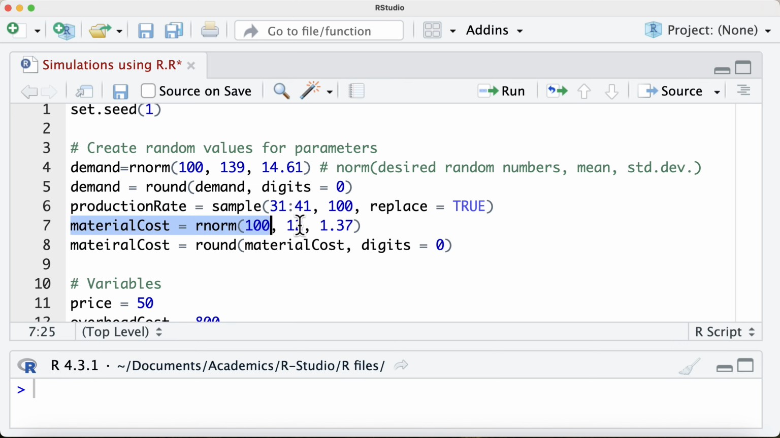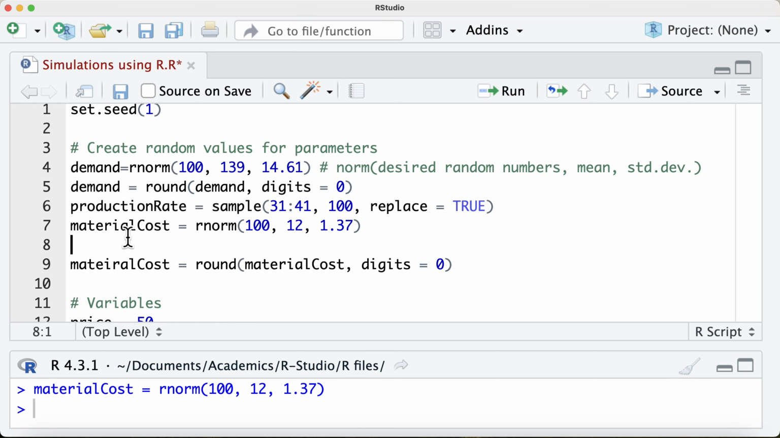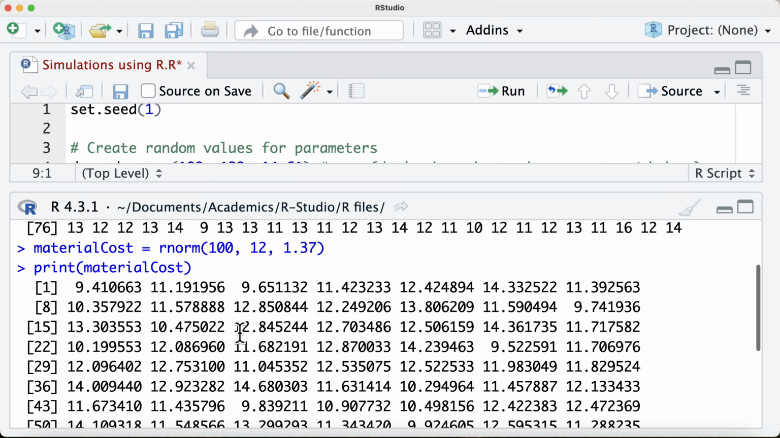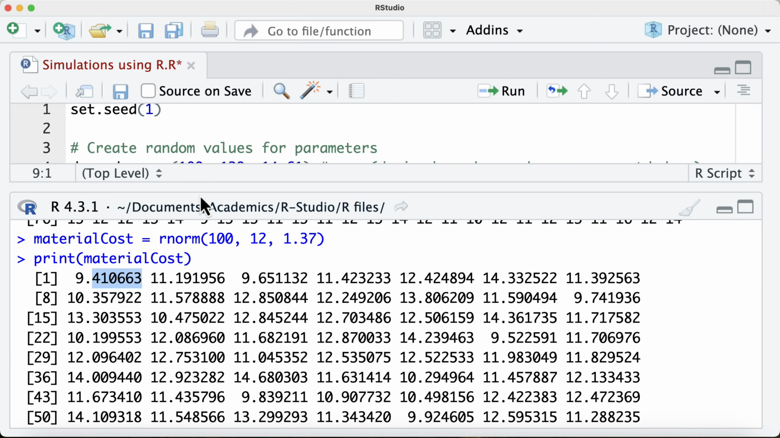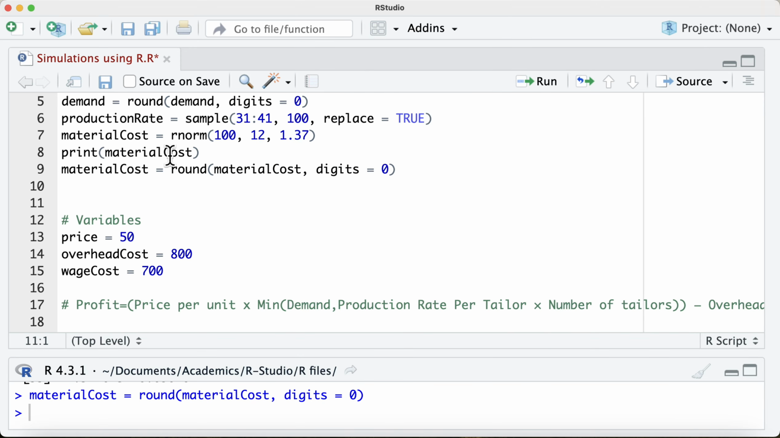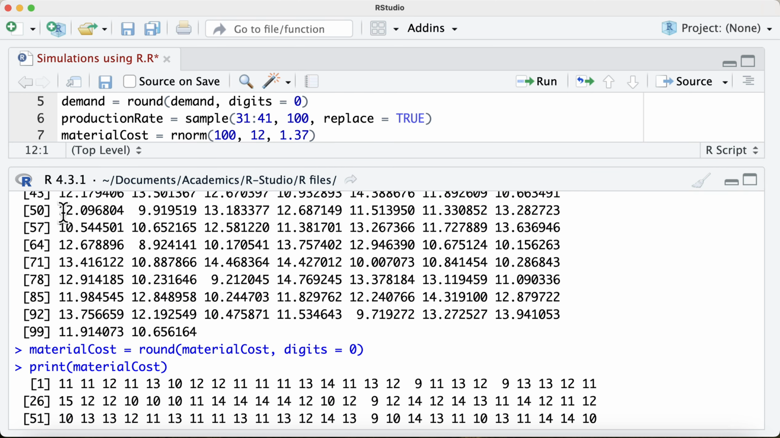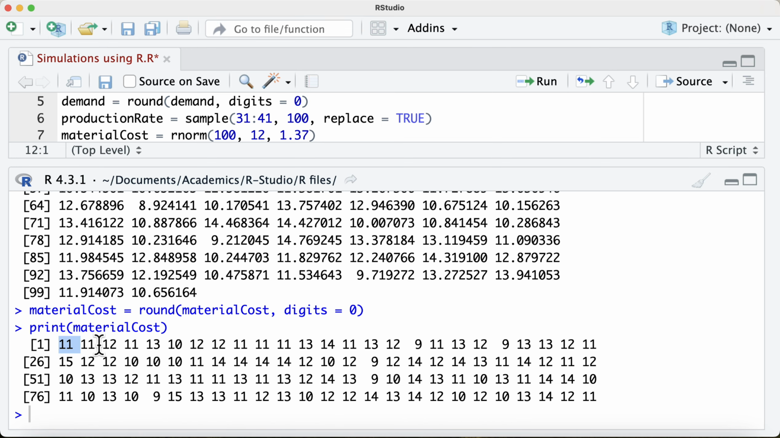And the last one is material cost, and we want to generate 100 random numbers whereby average is 12 and standard deviation is 1.37. I run this command. If you want to see how they look, I will use this command. These are random numbers generated and I want to round them. And if you want to see how these rounded numbers look, I will print it out. This is our original material cost with 6 decimal places, and this is a rounded material cost.